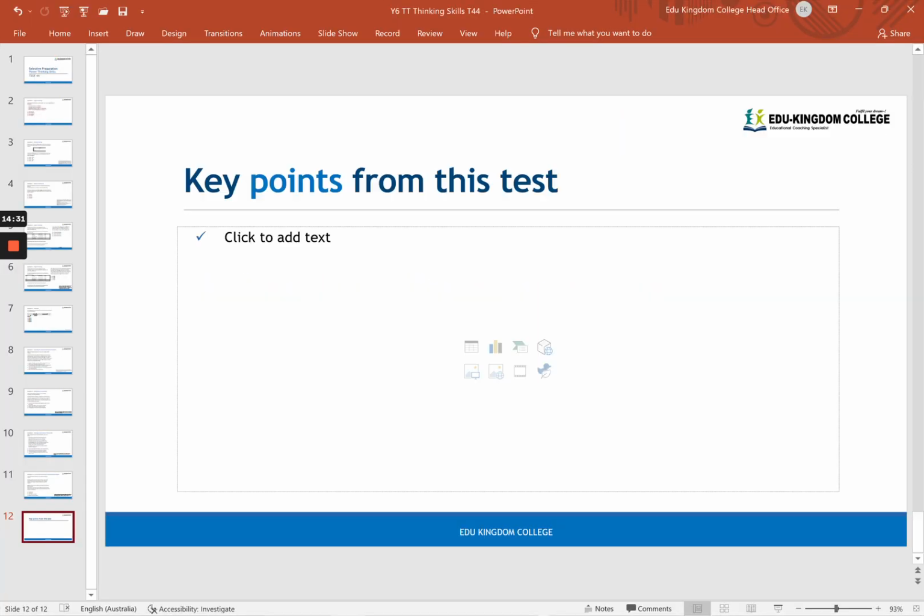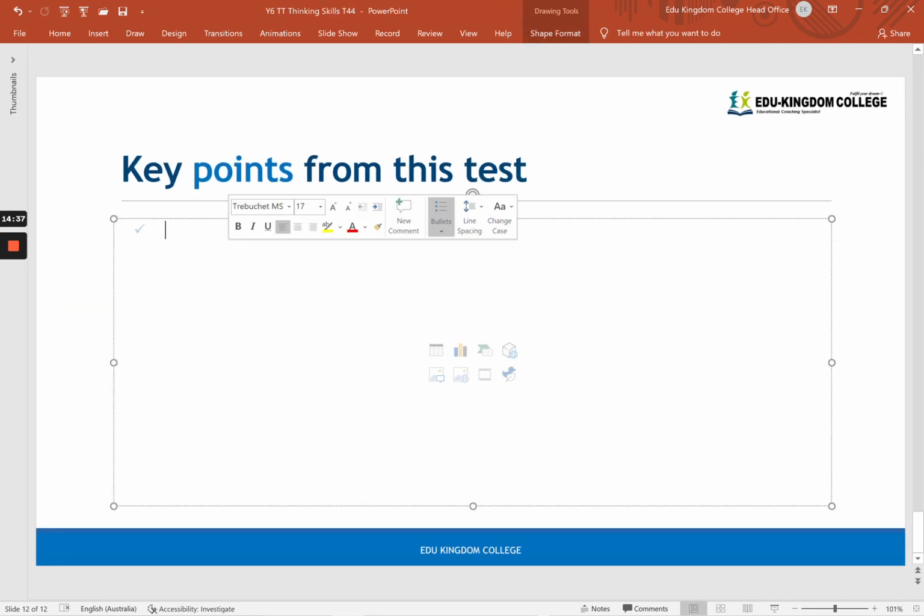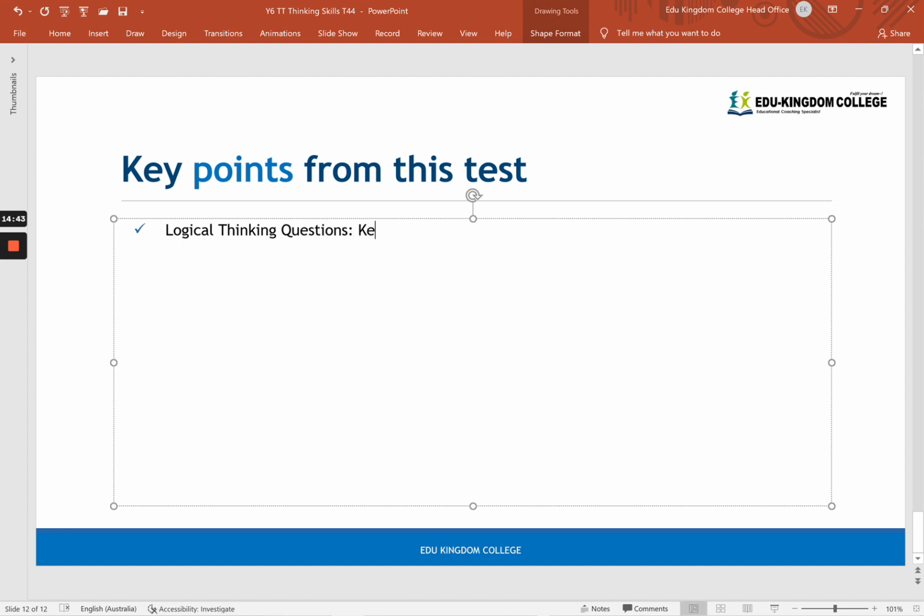Let's do some key points from this test. So the first one being for logical thinking questions, I urge you to keep your working out neat. Box or underline important information for reference later. And don't forget to label your work. So for that speed question, remember how I labeled the current and the new time, and then I could minus which one from which? If you don't label it and just have working out all over the place, it's not going to be very efficient.